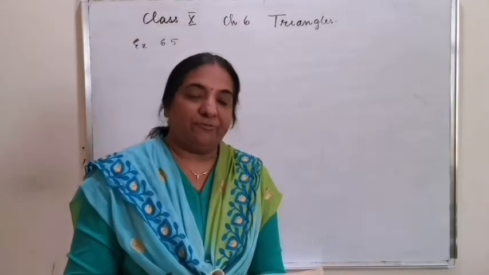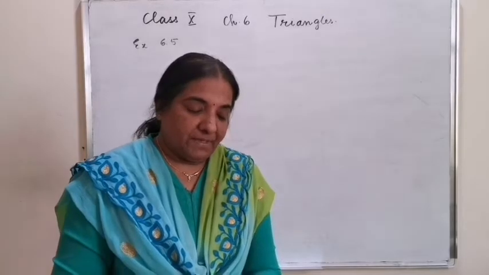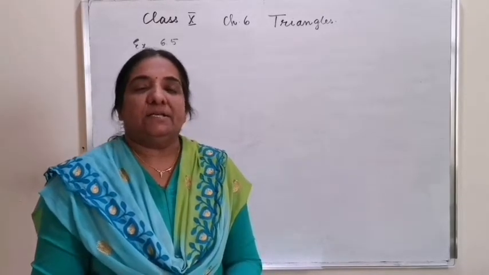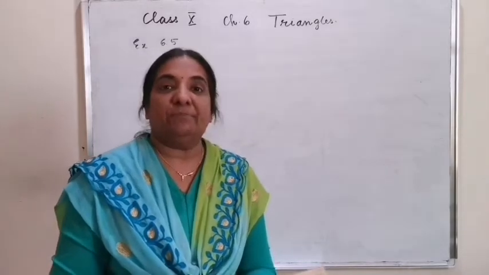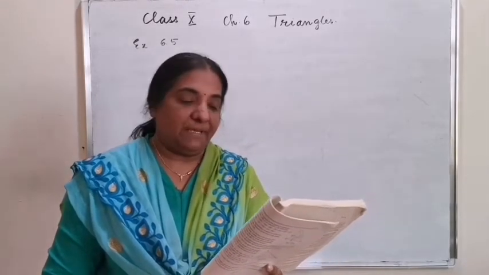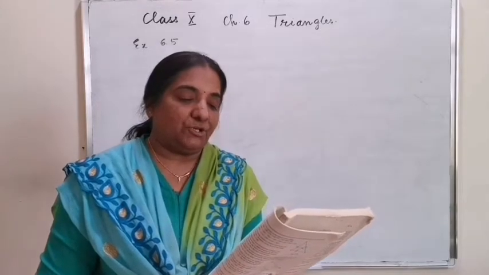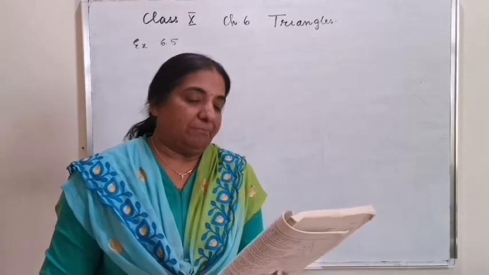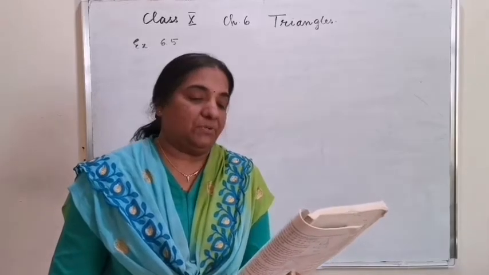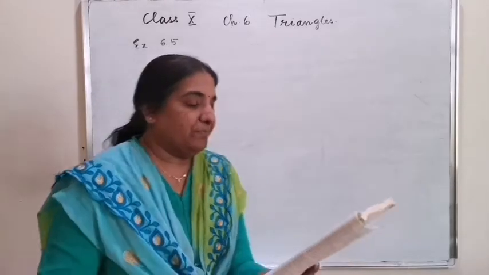Exercise 6.5. Question number 1 is to check whether the given measures are the sides of a right triangle. You can prove it on your own. Question number 2. PQR is a right triangle, right angled at P, and M is a point on QR such that PM is perpendicular to QR. Show that PM square is equal to QM into MR.